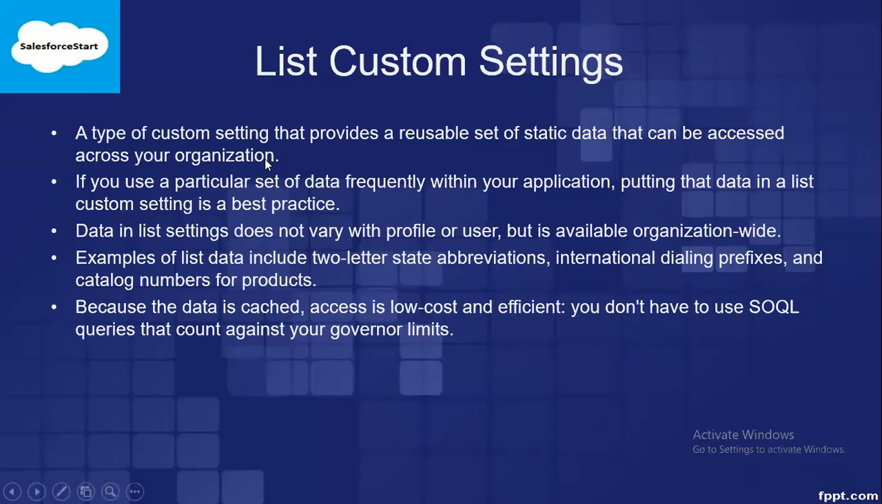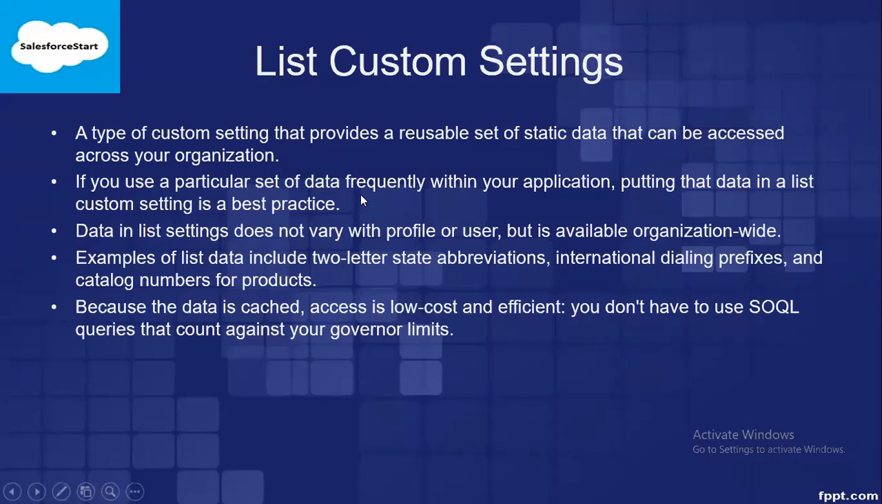A list custom setting is a type of custom setting that provides a reusable set of static data that can be accessed across your organization. We have created ISO codes, and in some words you can say it is static, which is a constant. ISO code IND for India will be static. If you take +91 and +1 for USA dialing codes, those are static and constant for those countries, and it will be reusable throughout the organization whenever required.